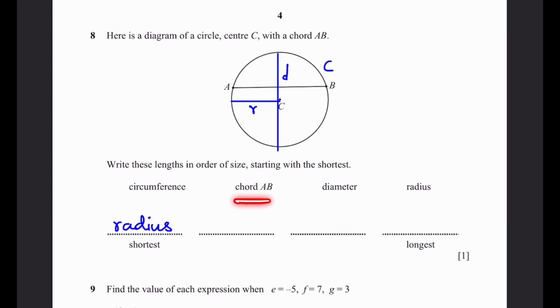After radius is chord AB because it is shorter than a diameter and obviously shorter than the circumference. Next, diameter is the third shortest or the second longest because it cannot match the length of the circumference. And this is the order, that's the answer.